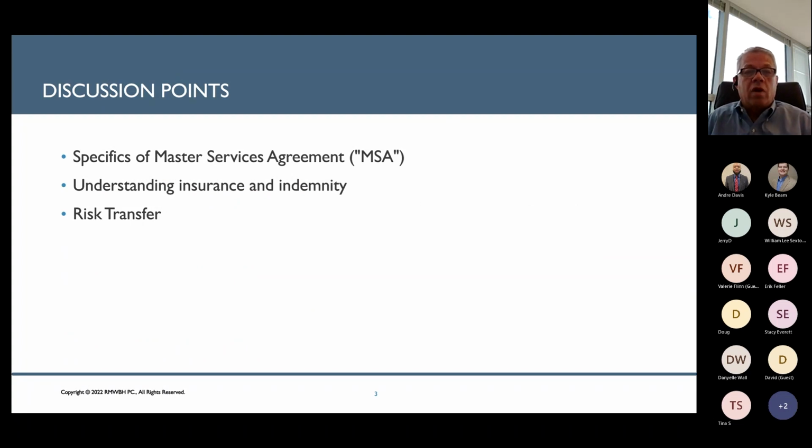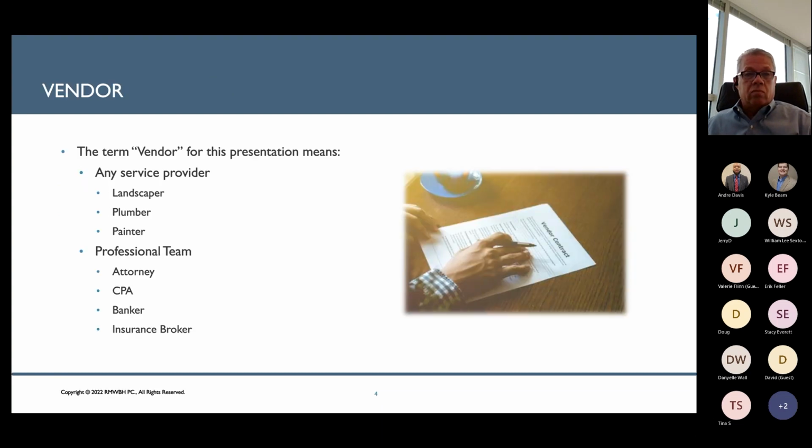Some of the discussion points we're going to talk about are the use of a master services agreement, and hopefully you'll get a better understanding of insurance, indemnity, and risk transfer. One of the terms you're going to see in this presentation, and a term we use a lot, is vendor. A vendor means any kind of service provider that an association uses: a landscaper, a plumber, a painter, a lifeguard company, a patrol company. And your professional team that you should use when entering into these contracts can be the attorney's office, your CPA, your banker, your insurance broker.